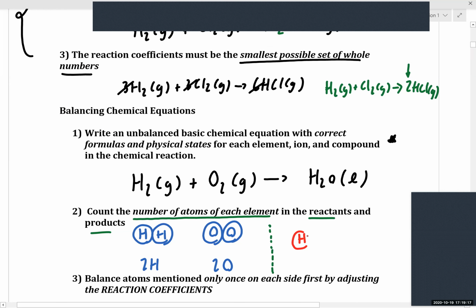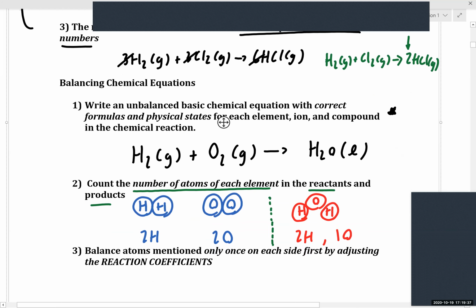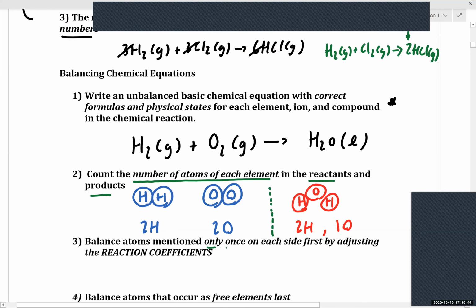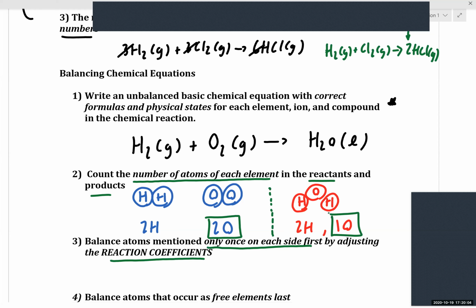So on our product side, in water, reading off from the chemical formula, I'm going to draw a picture of water. So how many hydrogen atoms do I have? Two. Yep. And then how many oxygen atoms do I have in water? One. Yep. Perfect. So what we're going to do now is balance the atoms mentioned only once on each side of our chemical equation first by adjusting the reaction coefficients. So in this case, we notice that we have a different number of oxygen atoms on each side of our chemical equation.